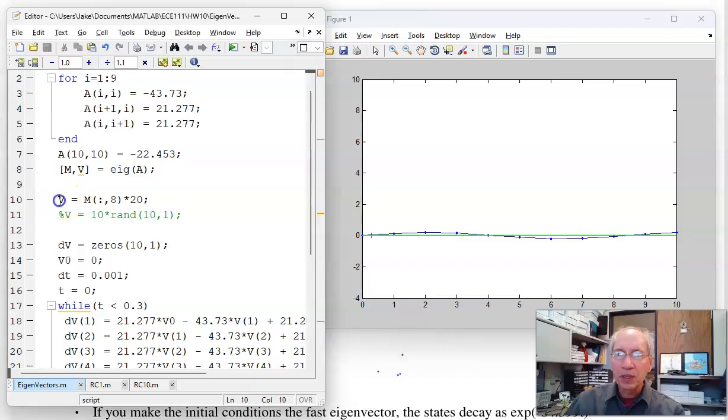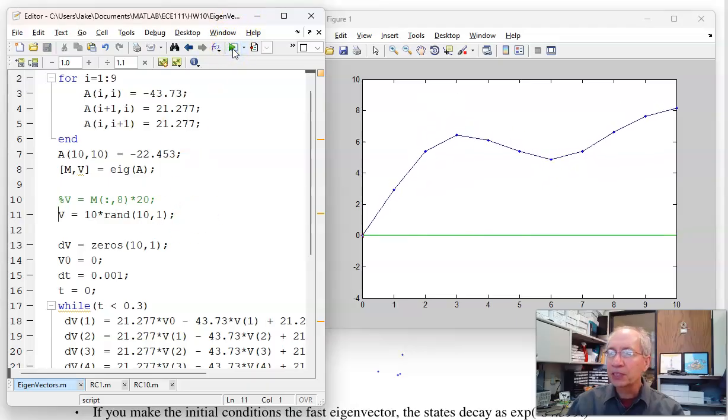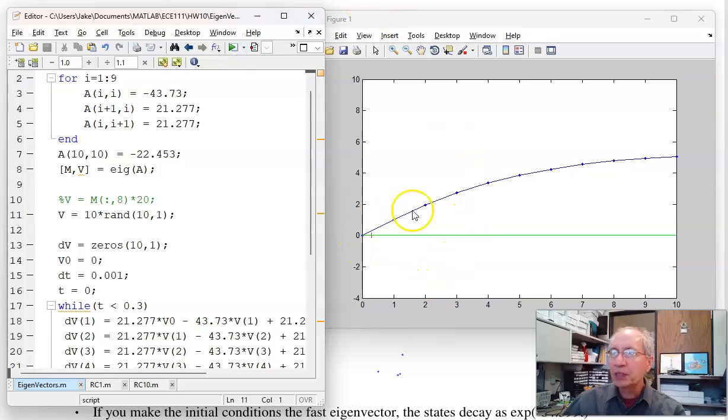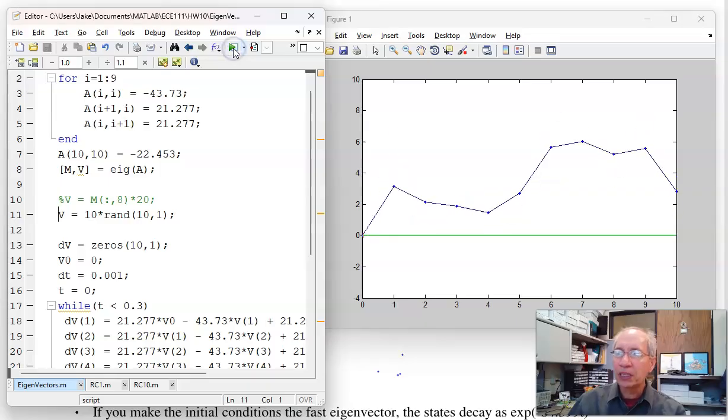Okay, last problem. The last problem is what happens if I give it a random initial condition? Well, let's try it. There's my random initial condition. And here's what it looks like after 0.3 seconds. This shape we've seen before. That's the slow eigenvector. Try it again. Get a random initial condition. Then I see the slow eigenvector. What's happening is with a random initial condition, I've excited all 10 eigenvectors. The fast modes decay quickly, leaving the slow mode. That's the slow eigenvector.